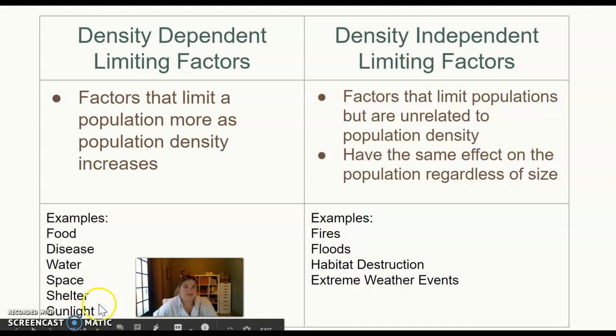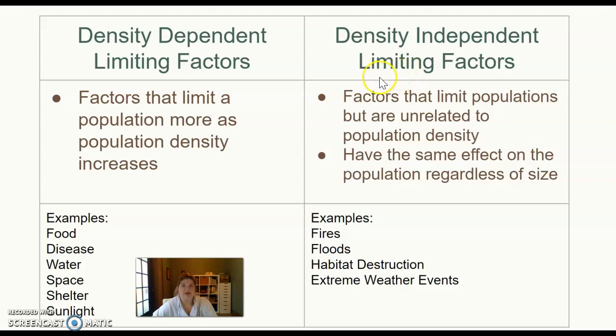And sunlight. That might seem like a density independent factor, but if you think about a forest and you are a tiny tree trying to grow up in a large lush forest, you're going to struggle to get sunlight because all the other trees are keeping you in the shade.